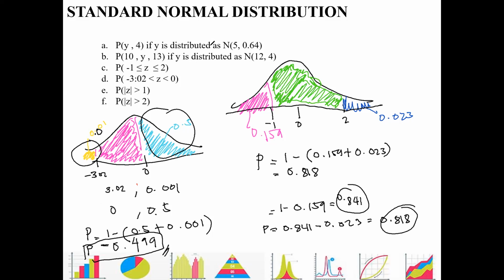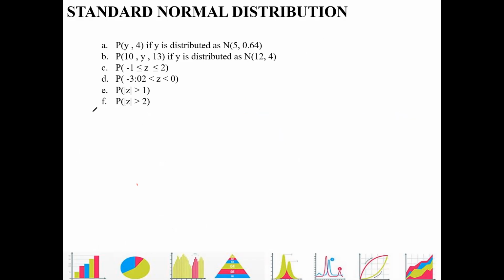Okay, question dun sa dalawa. Yung z is greater than or equal to -1 but less than or equal to 2. Kasi letter D natin na z is greater than -3.02 but less than 0. So may question ba kayo sa dalawang yan bago tayo pumunta sa E and F? May question? Wala na po, sir. So delete lang natin. Okay, punta tayo dito sa E and F.